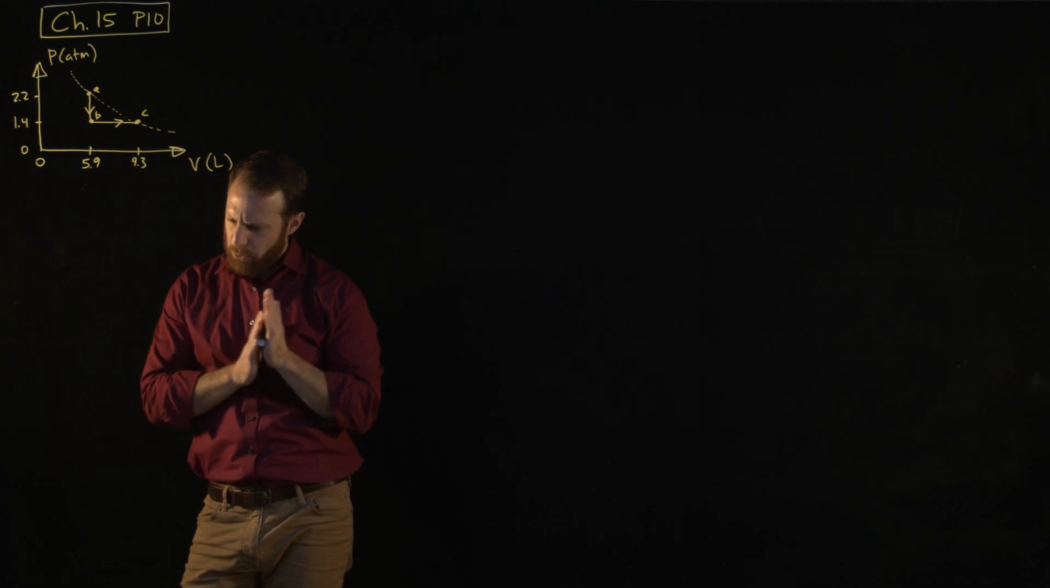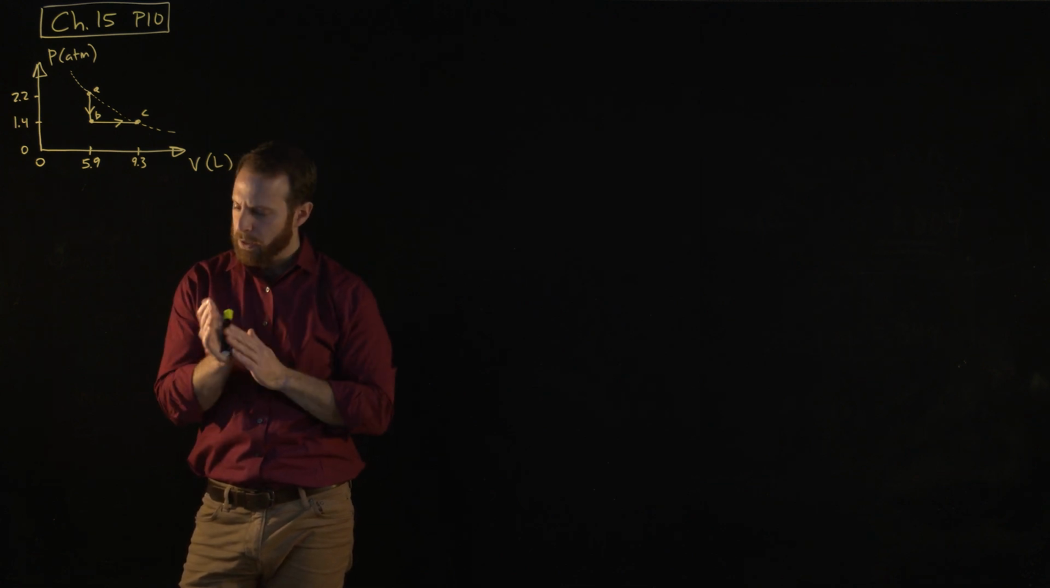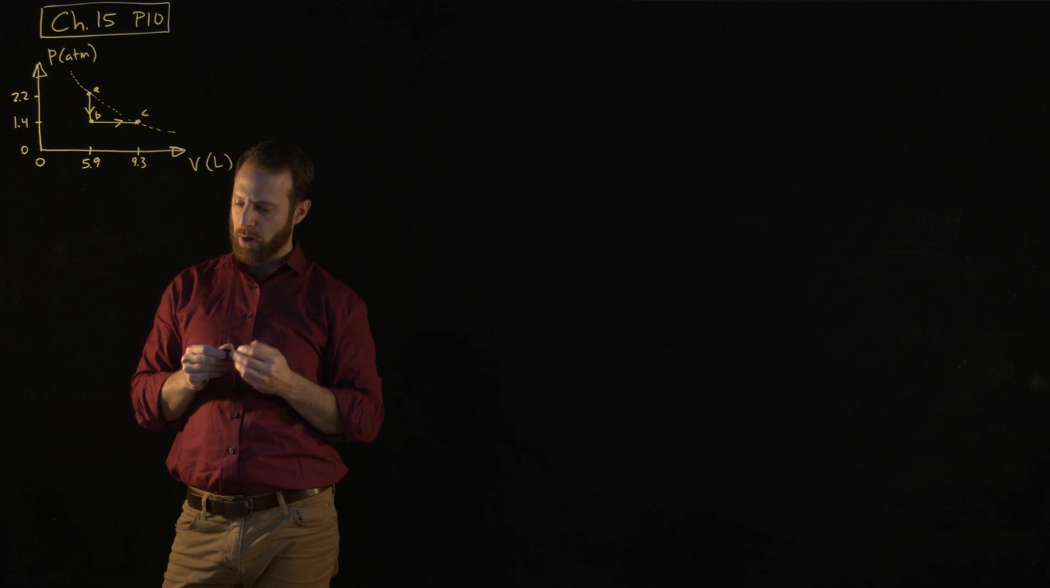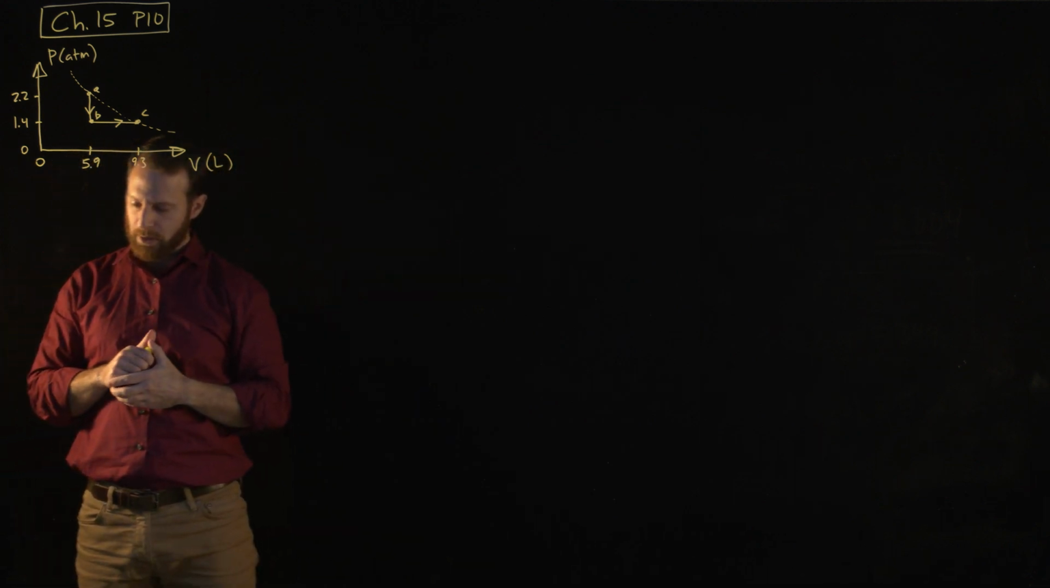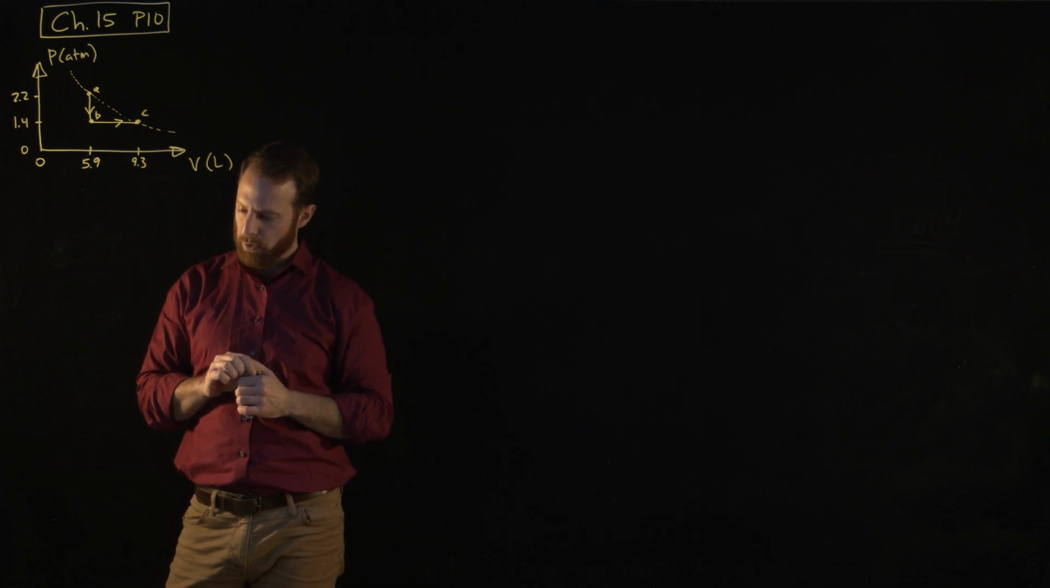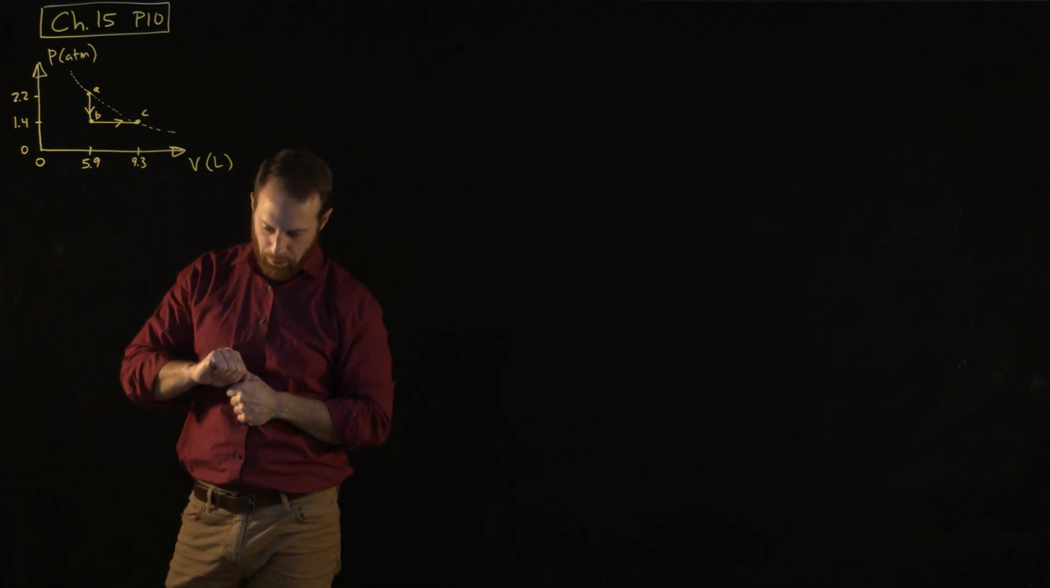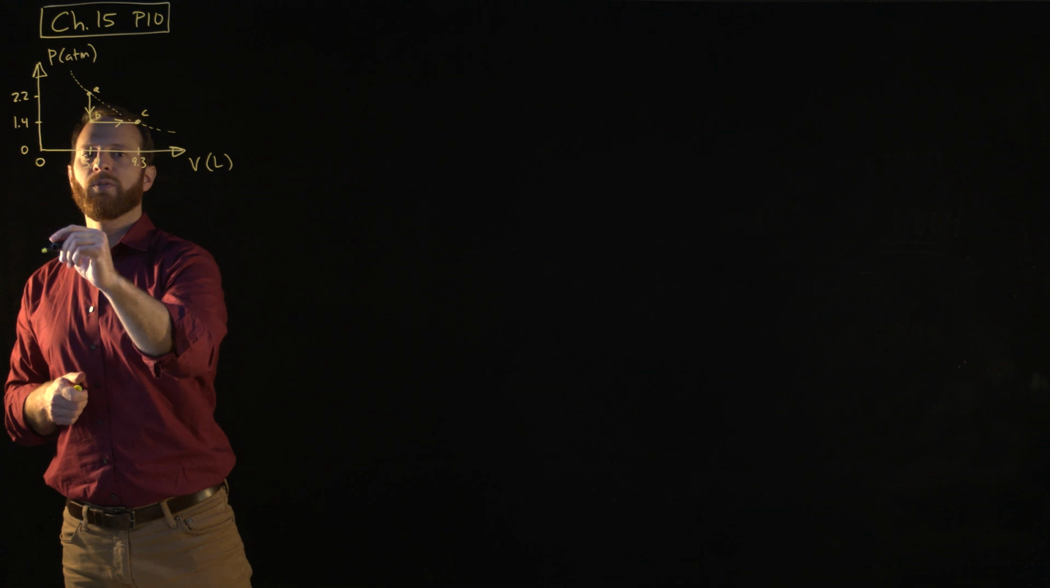Okay. So then we're asked to do a few things. Part 1, or Part A, calculate the total work done by the gas in the process. And Part B, the change in internal energy of the gas in the process. And in Part C, the total heat flow into or out of the gas. So we've got our diagram.